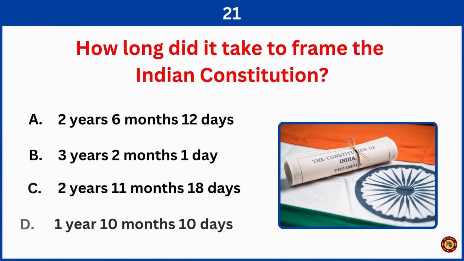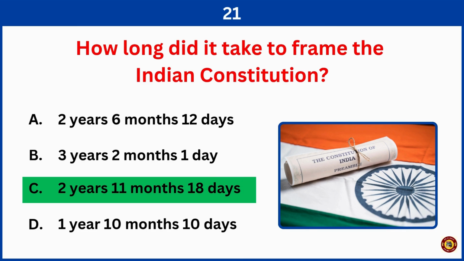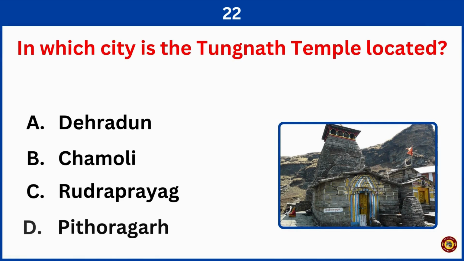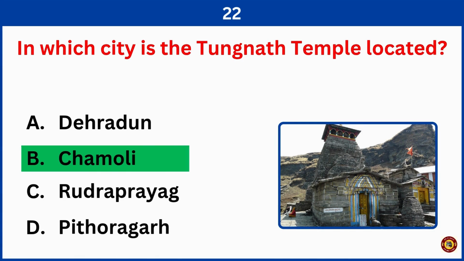How long did it take to frame the Indian Constitution? Right answer is option C, 2 years, 11 months, and 18 days. In which city is the Tungnath temple located? Right answer is option B, Chamoli, Uttarakhand.